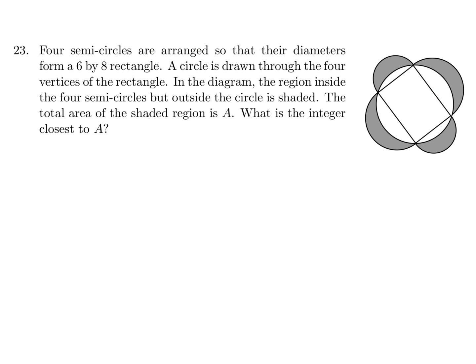Four semicircles are arranged so that their diameters form a 6 by 8 rectangle. A circle is drawn through the four vertices of the rectangle. In the diagram, the region inside the four semicircles, but outside the circle, is shaded. The total area of the shaded region is A. What integer is closest to A?